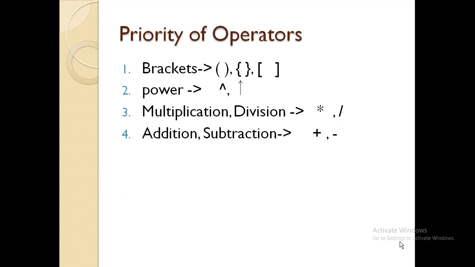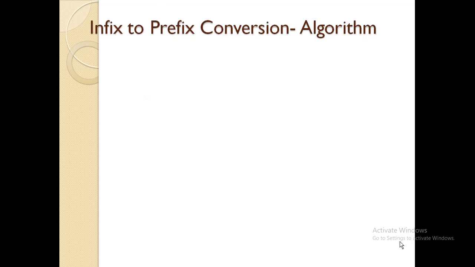So when an expression contains brackets, they have the highest priority. After brackets, the power symbol; after the power symbol, multiplication and division; and after that, plus and minus. Now we'll see how the expression is converted with the help of a stack. Here we have to study one algorithm.